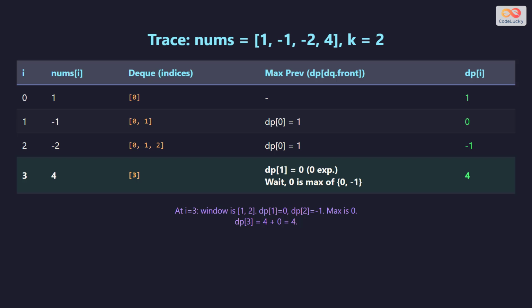Let's trace this logic. At index 3, our window includes indices 1 and 2. The deque would verify that index 0 is too far away and remove it. We then check the dp values for the remaining valid indices. We see that the best score from the previous window is 0. So we add 0 to our current value of 4, giving us a new max score of 4 for this position.